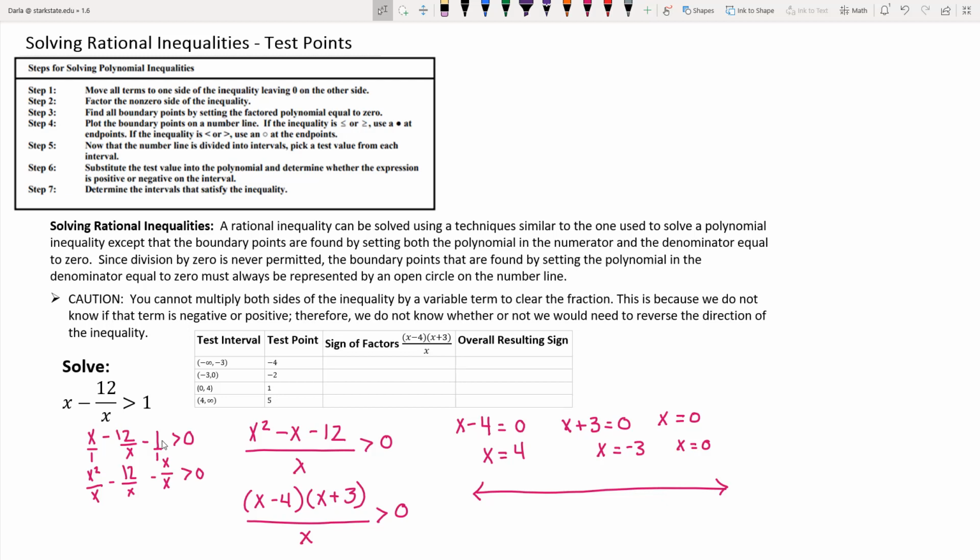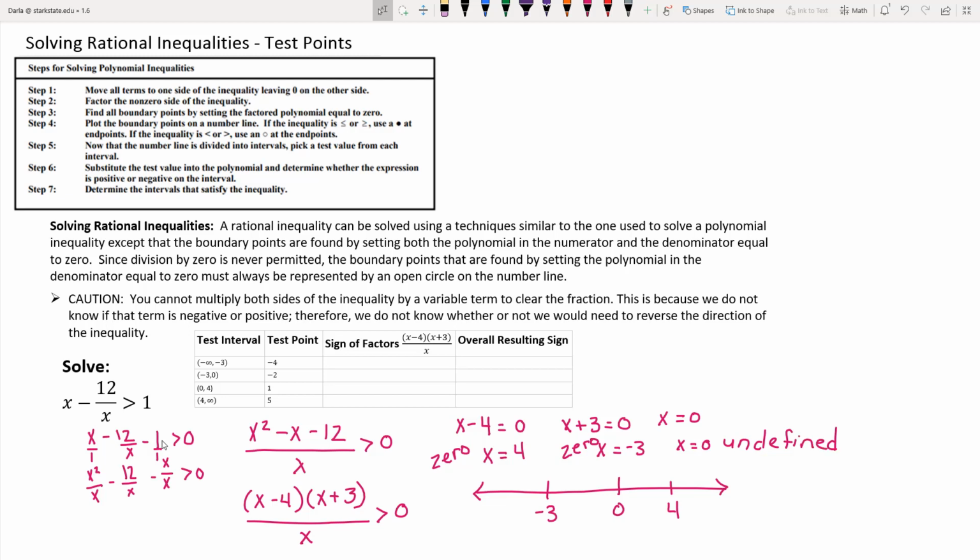Now the difference with rational inequalities versus polynomial inequalities is some of your boundary points may be zeros and others may not be. So when you think of a rational expression, you are 0 when your numerator is 0. So possible zeros, x is 4, and x is negative 3 is a 0. x is 0 came from the denominator, so that's actually where you're undefined, so not where you're 0. So when we're solving our inequality, we need to keep that in mind.